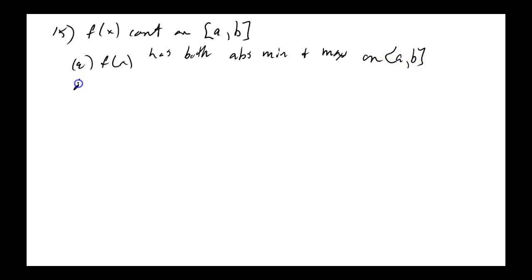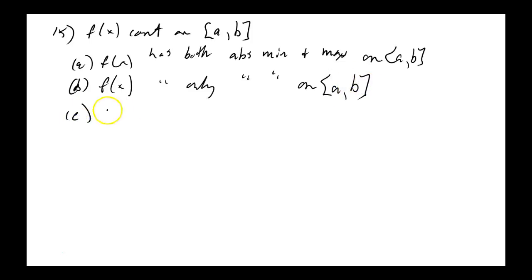Is that a way of saying that it's going to be an absolute value? No, absolute minimum. Well, I'll draw some pictures to illustrate this. B, alpha of x has only an absolute minimum on a to b. I think I know what it's going to be. I think so too.